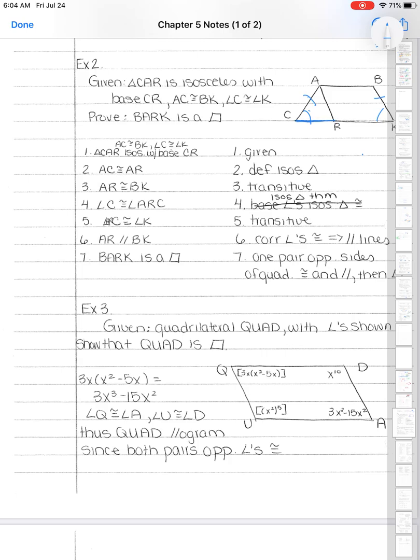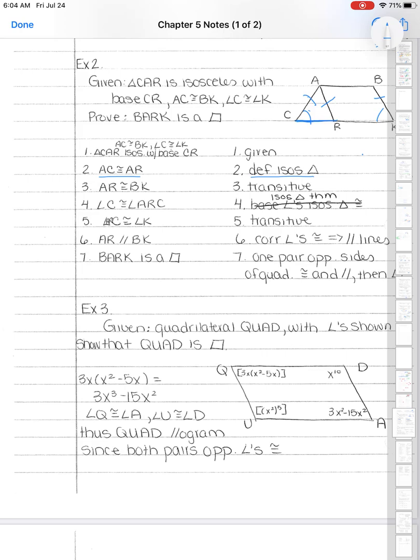All right, let's try another one here. So we have CAR is isosceles with the base of CR. AC is congruent to BK. And C and K are congruent. All right, so copy that down. Now, it tells us it's isosceles from the start. The key is it does not say which 2 sides are congruent. So you need to state that.